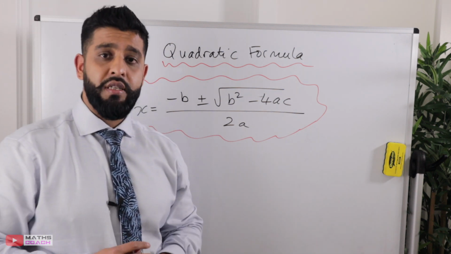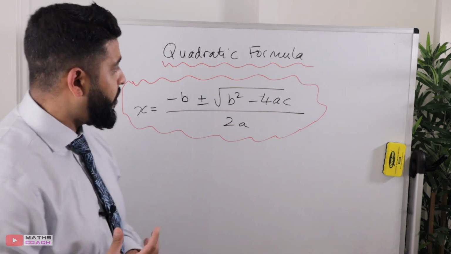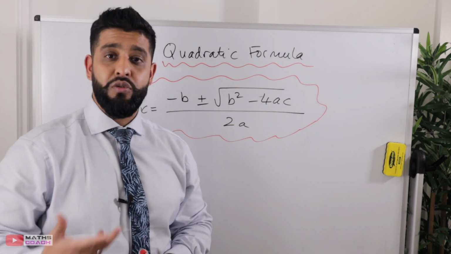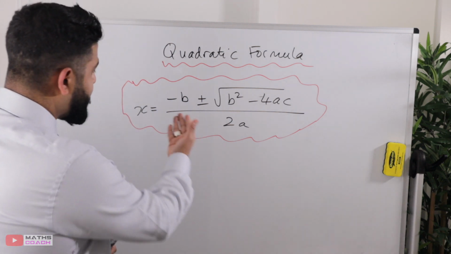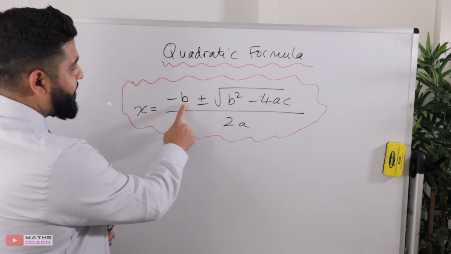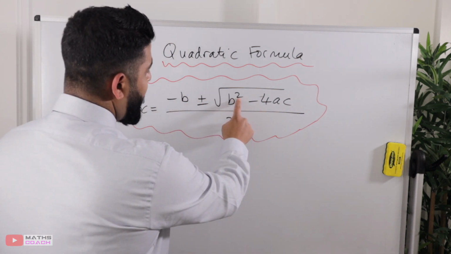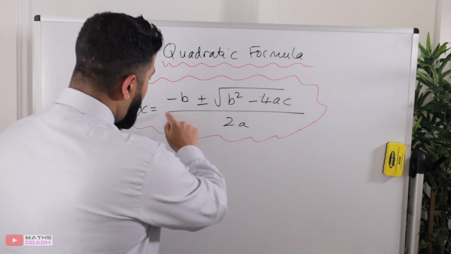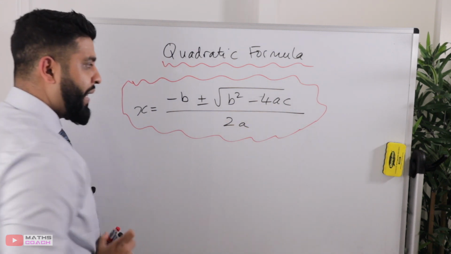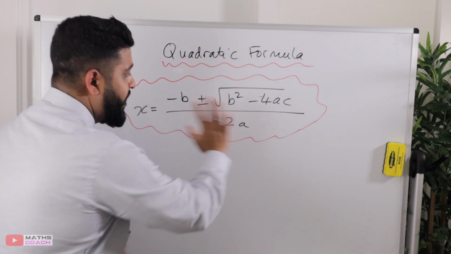At higher GCSE maths and certainly at A-level, we use it to test whether or not a function has roots or not. Okay, so let's familiarize ourselves with the formula. We've got x is equal to minus b plus or minus square root of b squared minus 4ac all over 2a. And it's really, really important that you remember that this is all over 2a.